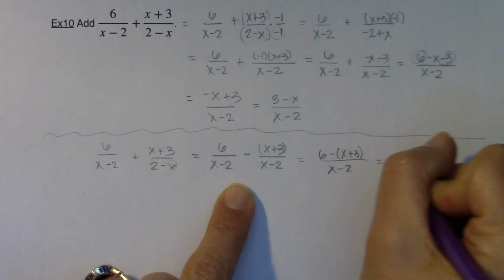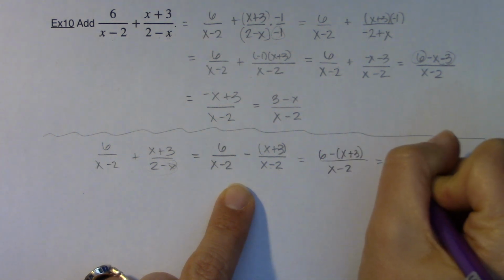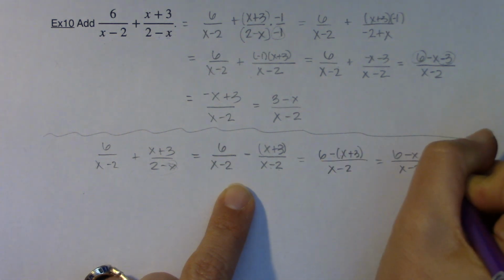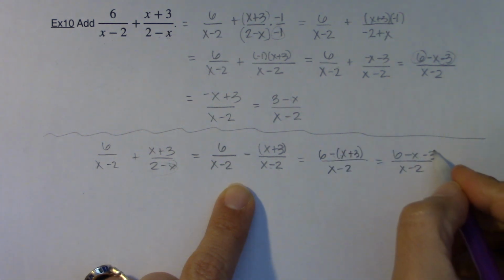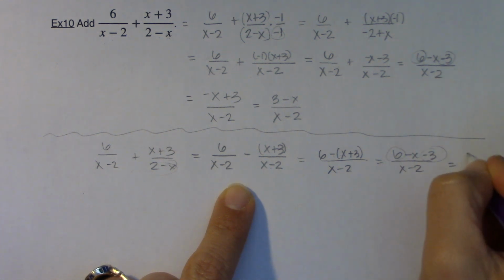So now it's time to distribute that negative. So I've got x minus 2. All right, so this is going to be 6, negative 1 times x, negative x, negative 1 times positive 3, negative 3. And then you can see that I'm back to where I was up here. So this is essentially 3 minus x over x minus 2.